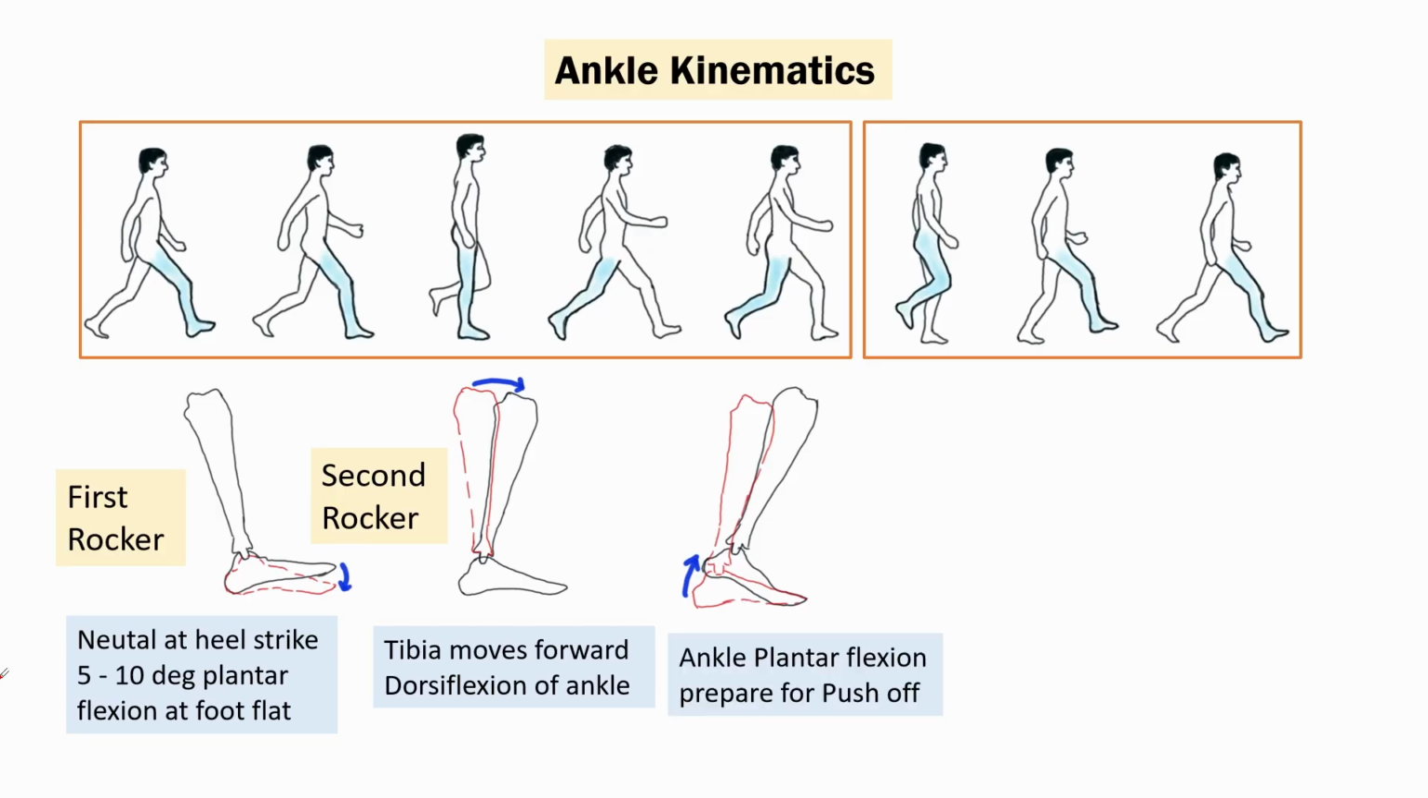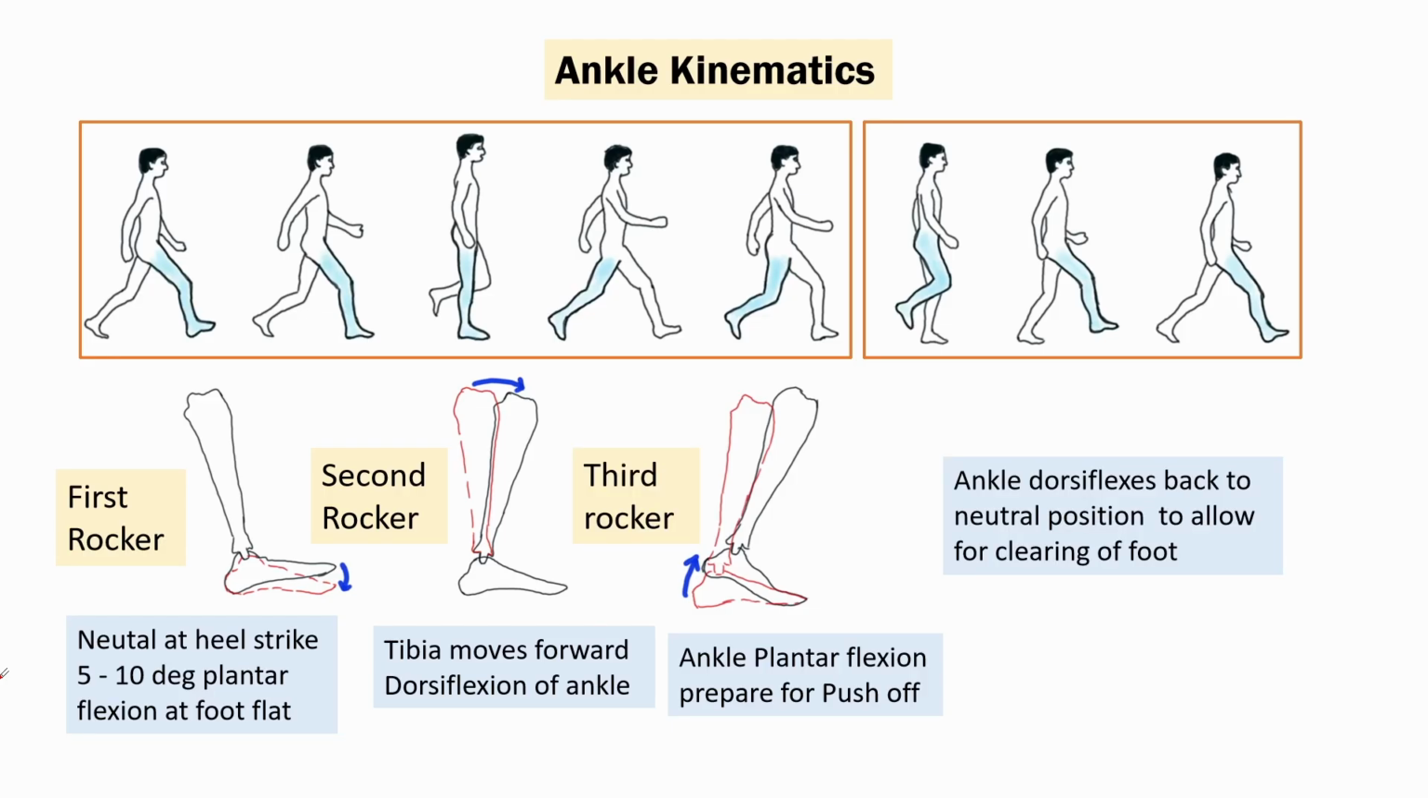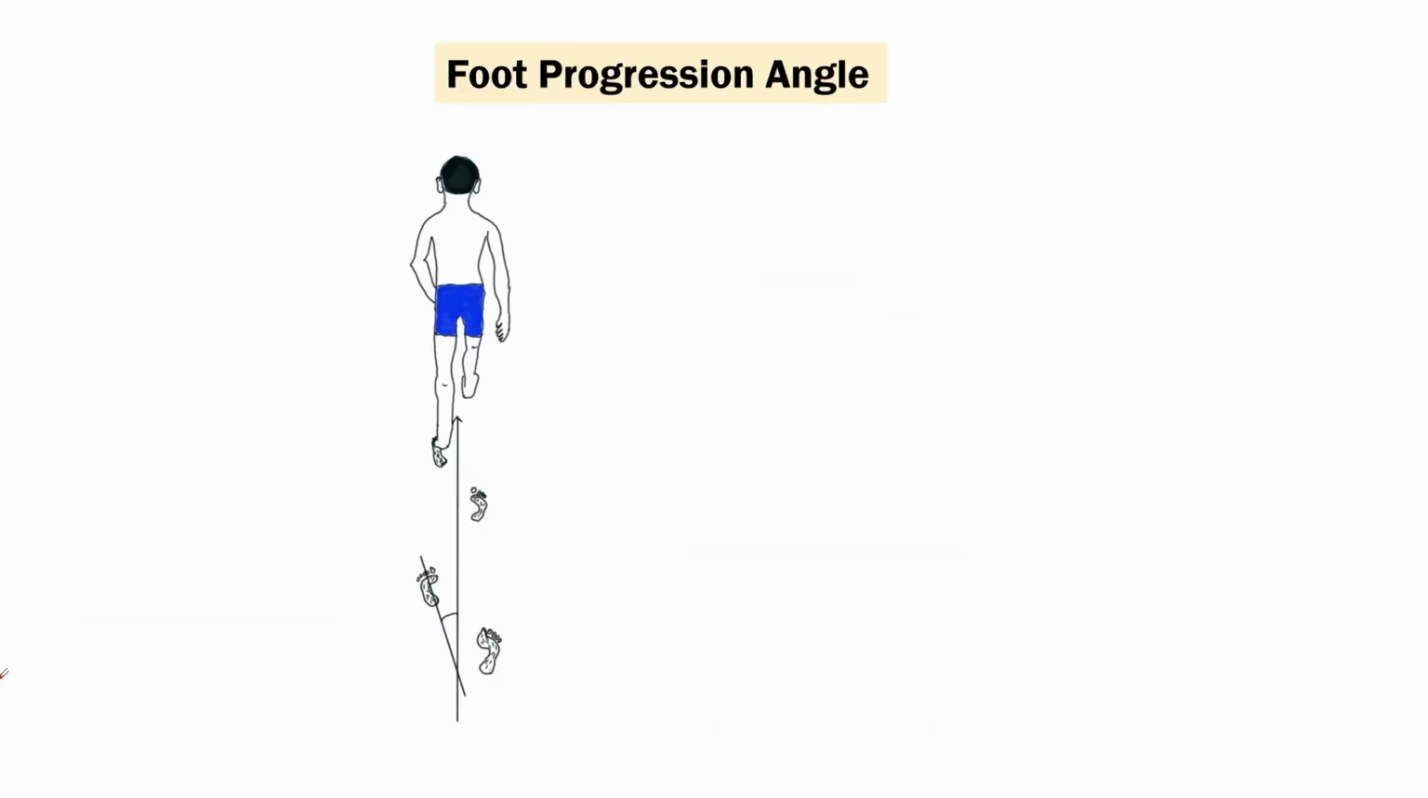Then in the heel off phase, the ankle plantar flexes again, preparing for push off, and this is known as the third rocker. During the swing phase, the ankle dorsiflexes back to neutral position to allow for clearing of foot.